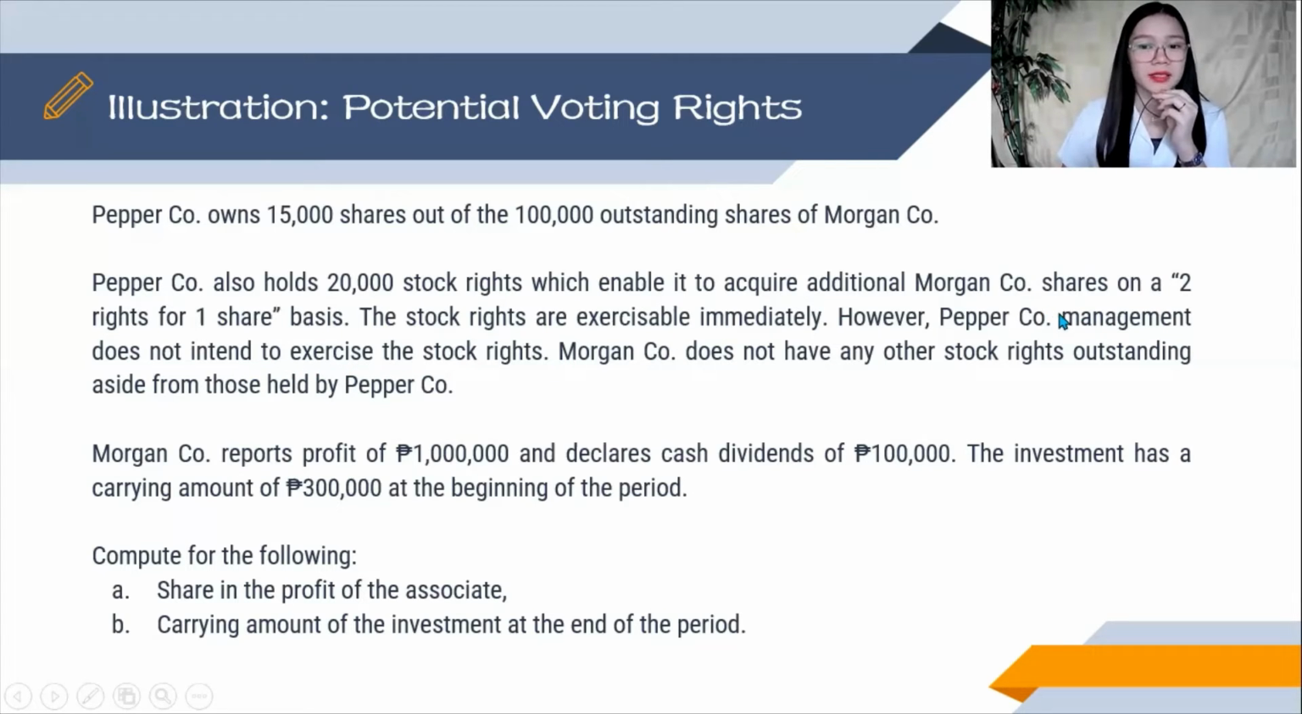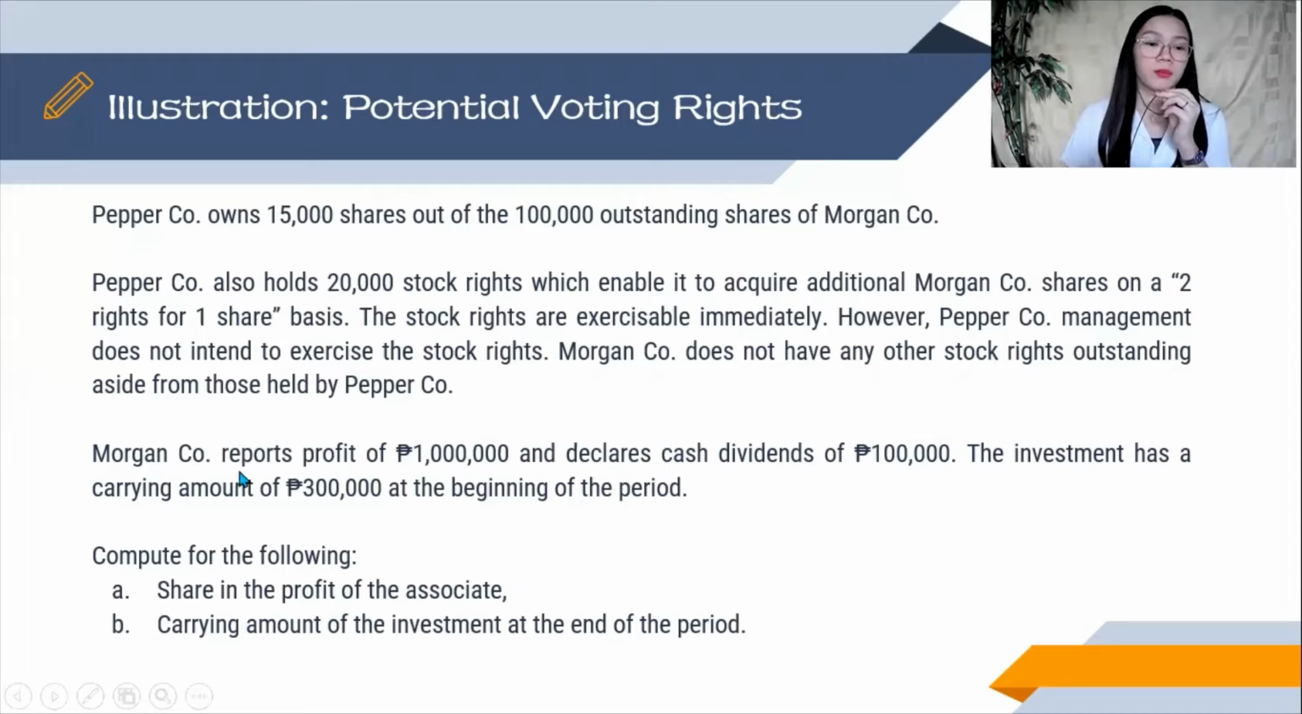So, kahit yung management ni investor is hindi niya intend to actually exercise yung stock rights na hawak niya but it is currently exercisable, makukonsidered pa din natin siya as our potential voting rights na magagamit natin in the computation of or in assessing the existence of significant influence. Morgan Company does not have any other stock rights aside daw dun sa hawak ni Pepper Company.